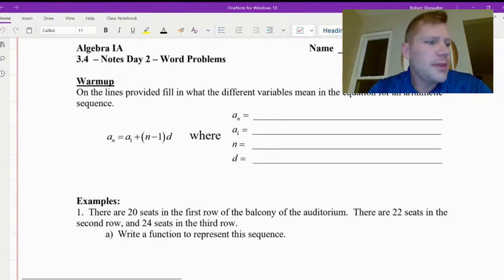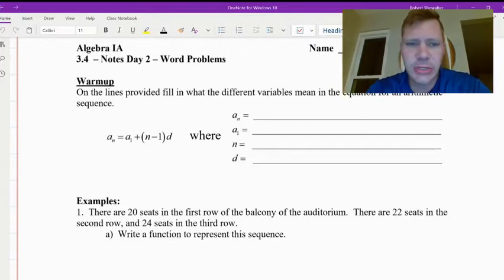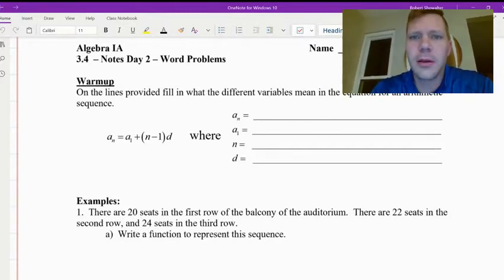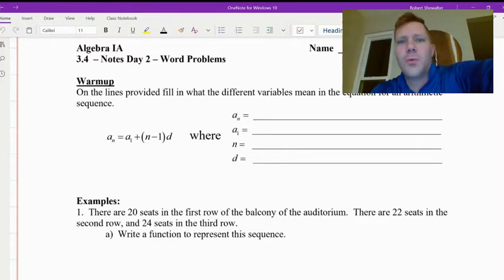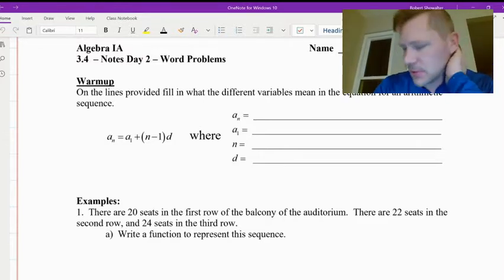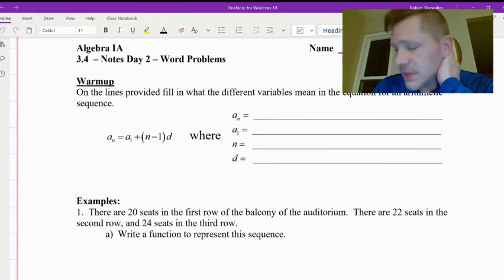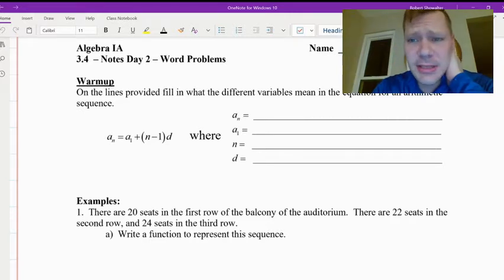All right, we've got arithmetic sequences day 2. We are going to take a look at word problems with arithmetic sequences. Essentially, we're taking the same thing we did the last day, but we're putting context around it, and we're applying that context.